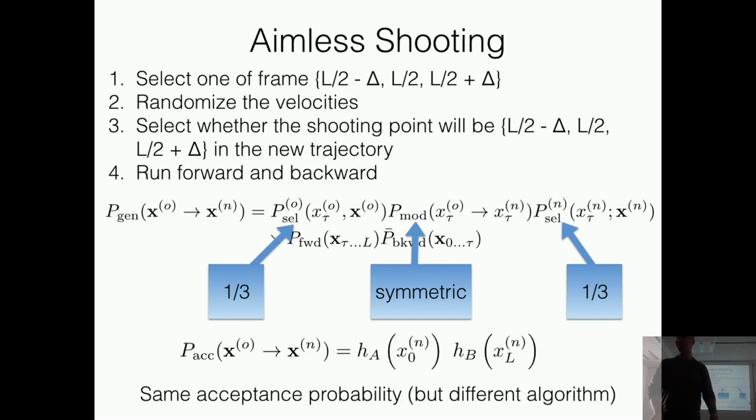The result is that when you plug this in, you get the exact same acceptance probability. It's just dependent on HA and HB, even though you got to it through a different algorithm. Now, that's not always going to be the case. Sometimes you'll get a different acceptance probability, but sometimes you get the same one. You just have to work this math out.